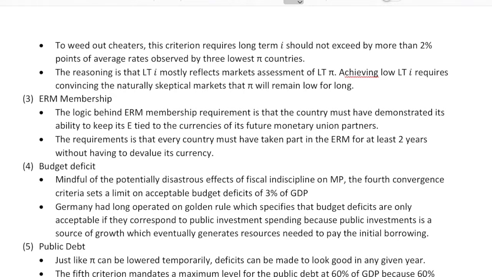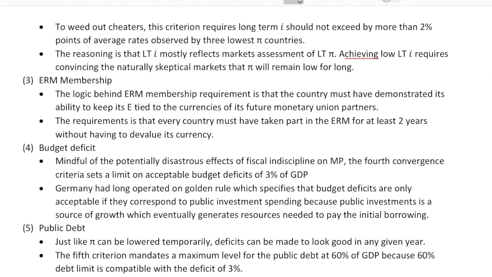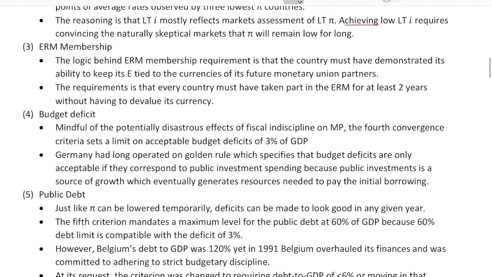So this was sort of a way to bypass, a nice way to say no to those people. The fourth criteria was budget deficit. Germans are super disciplined as far as their budgets are concerned. In fact, it is my understanding that Germany, by their constitution, is not allowed to have an unbalanced budget, except in a very unusual circumstance, with very strict guidelines.